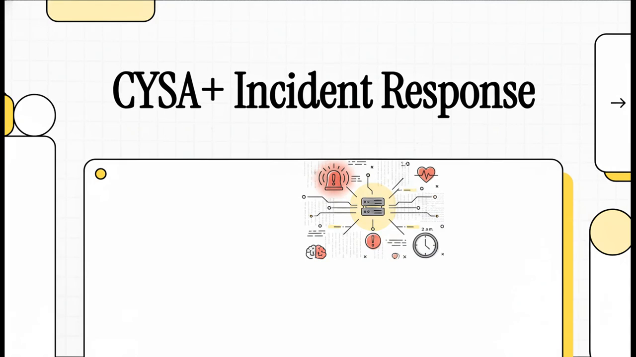Okay, picture this. It's 2 a.m. An alert starts screaming from your SIEM dashboard. There's some really unusual outbound traffic coming from a critical server. Your heart starts pounding, right? Is it just a false positive, or is this the real deal? This exact moment is where your CySA+ incident response knowledge has to kick in. So let's dive into this and get you ready for that call, and more importantly, for the exam.